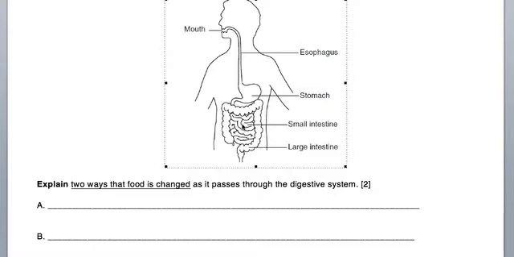But again, I wasn't asking for how it travels. I was asking for how it is changed. And you can't just simply say it's changed in the stomach and it's changed in the mouth. That is not explaining. That is telling me where. Explaining would be saying the teeth break it down, the acid breaks it down. Alright? The acid in the stomach, the acid from the saliva.